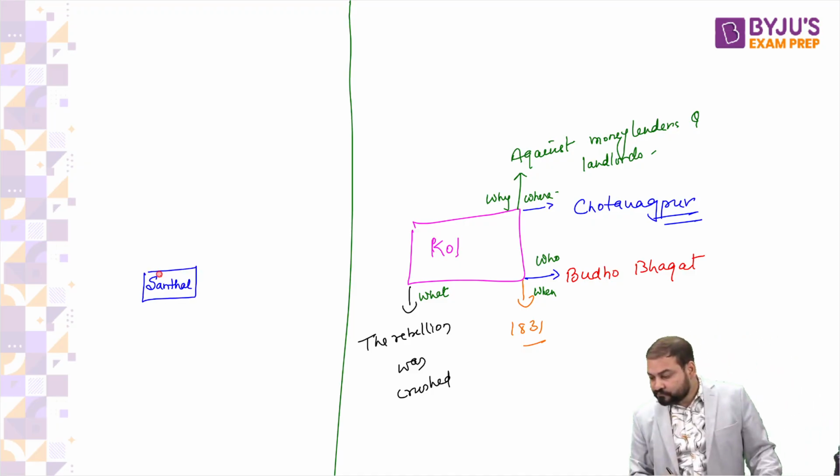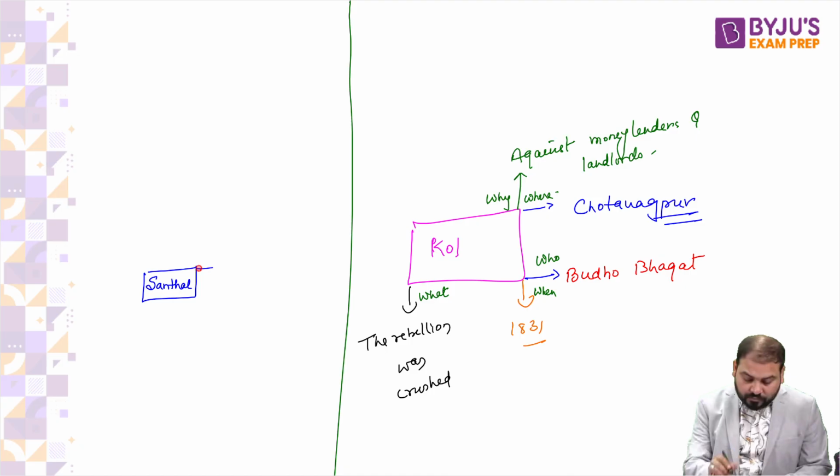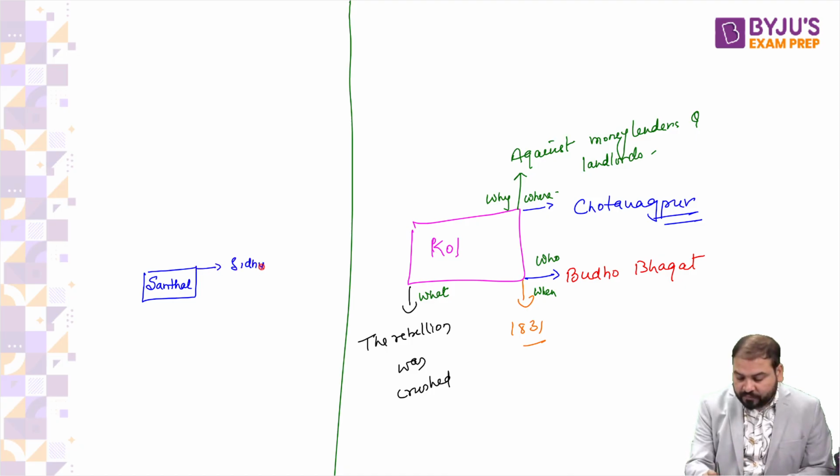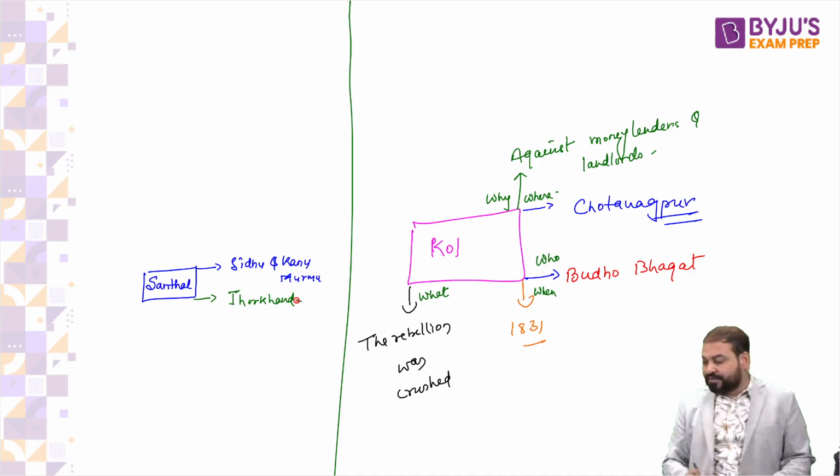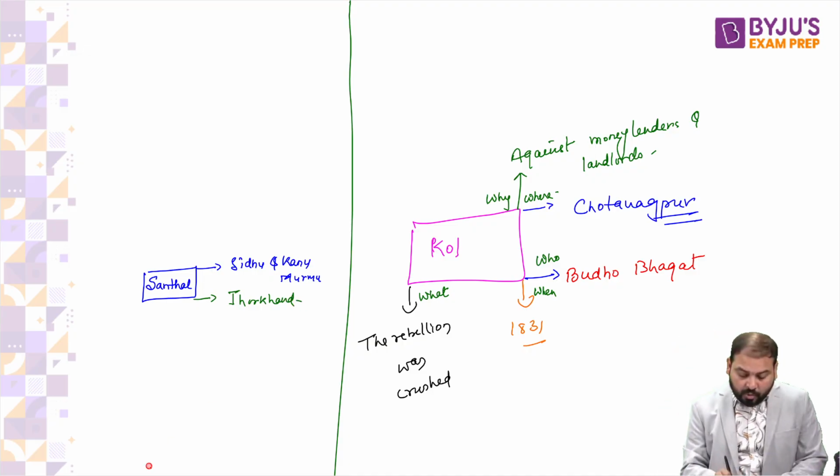Santal, all of you. Leaders, Sidhu and Kanu Murmu. Where did it happen? Again, present day Jharkhand. When did it happen?